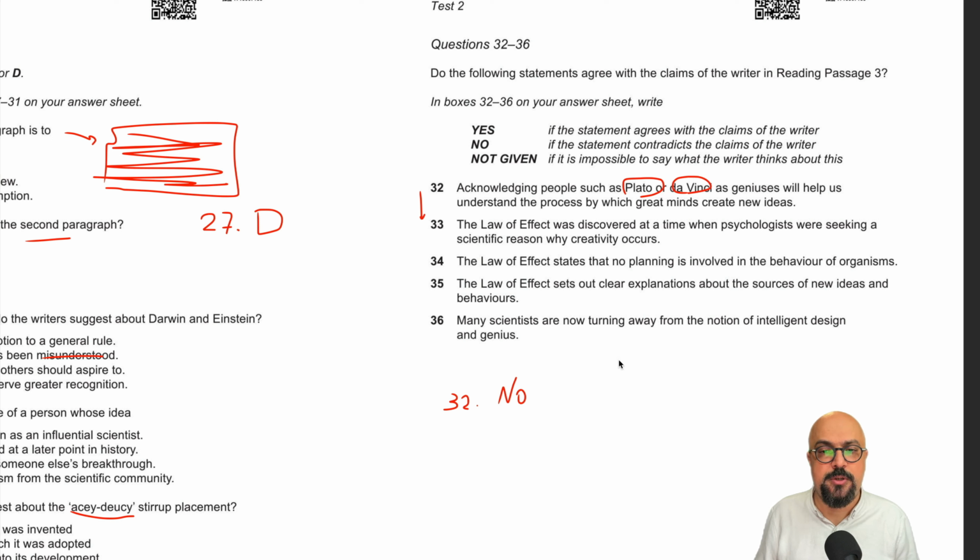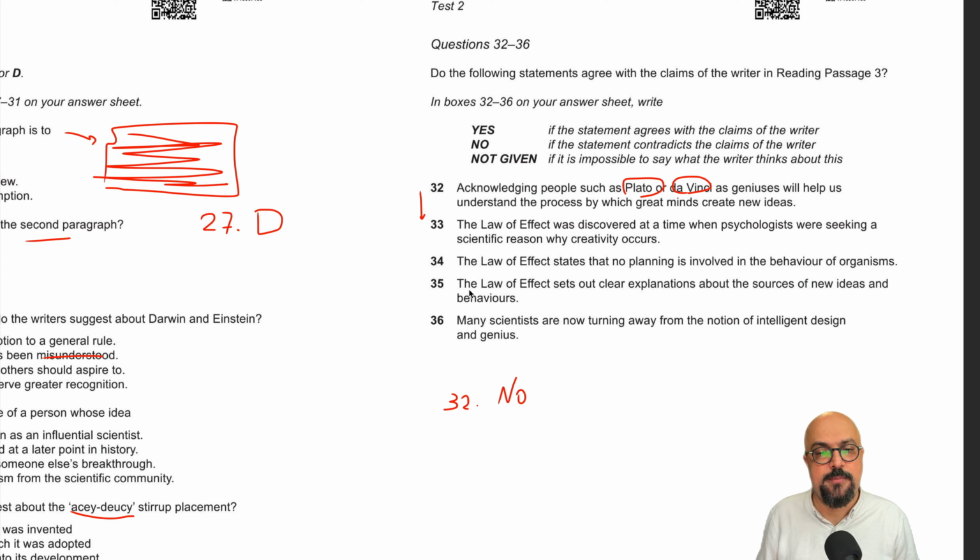Or on the computer, you can just type no or select the option no, whatever the interface looks like. 33. We can go to 33 or any other. We don't have to go in order. The answers are in order, but we need to answer the best ones first. Now we have law of effect, law of effect, law of effect.